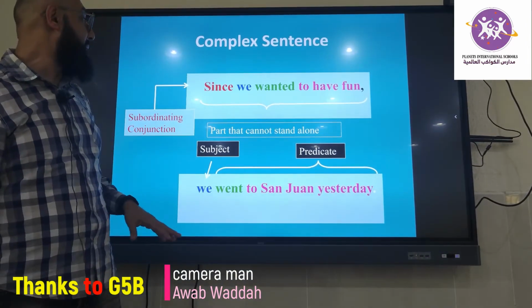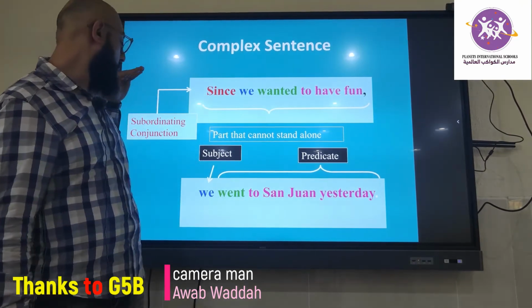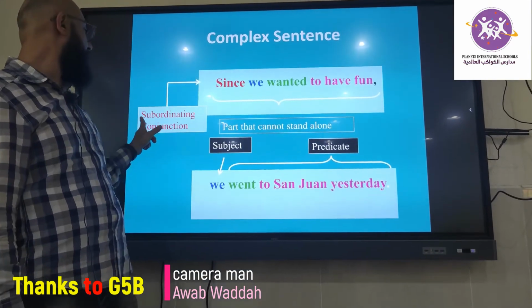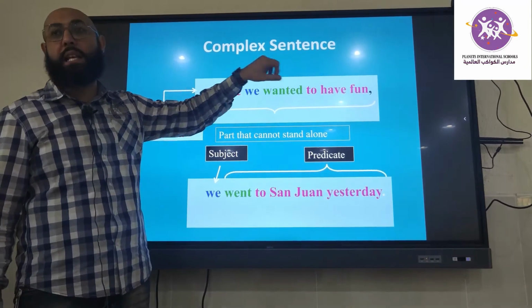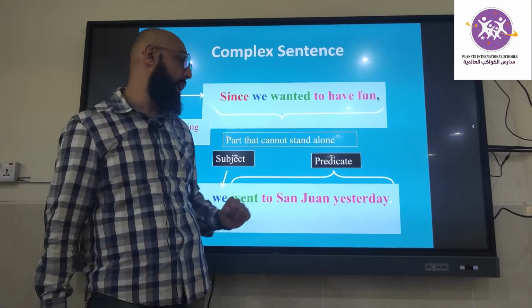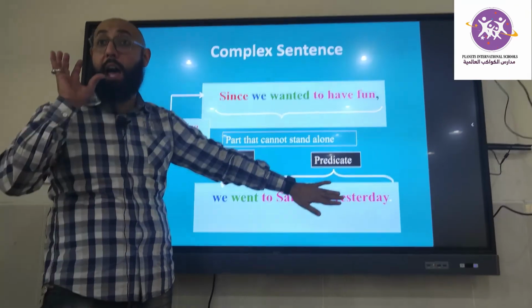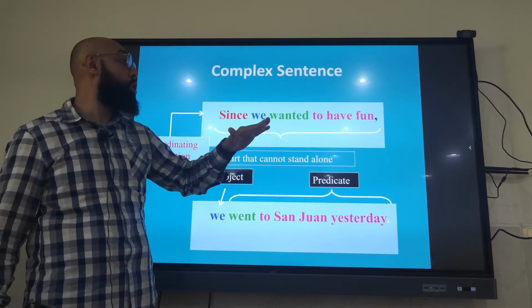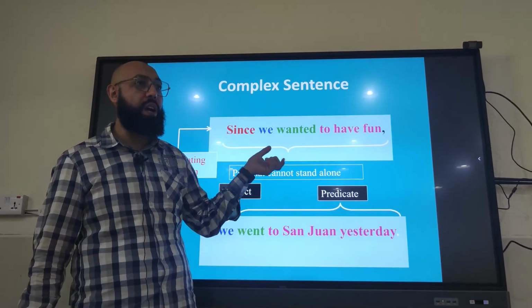All right. In this slide, everything is analyzed. Since we wanted to have fun, we went to San Juan yesterday. So I want to focus on everything. Since is the subordinating conjunction. We wanted to have fun. This is a dependent clause. Comma, we went to San Juan yesterday. All right, so this is the subject and this is the predicate, and this is an independent clause because it makes a whole meaning. All right, guys, please don't forget the last thing. Don't forget to put a comma between the two clauses if you started with the dependent one.